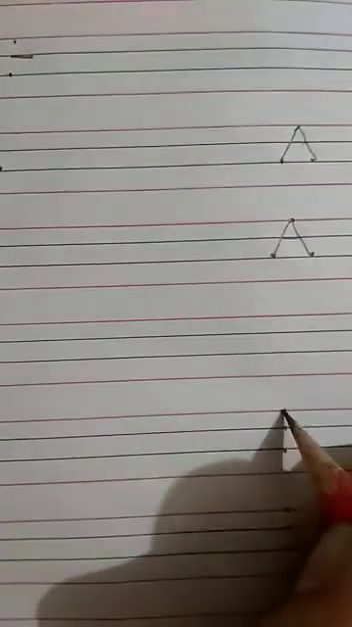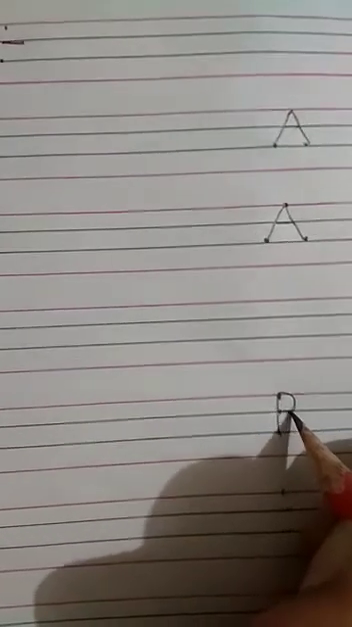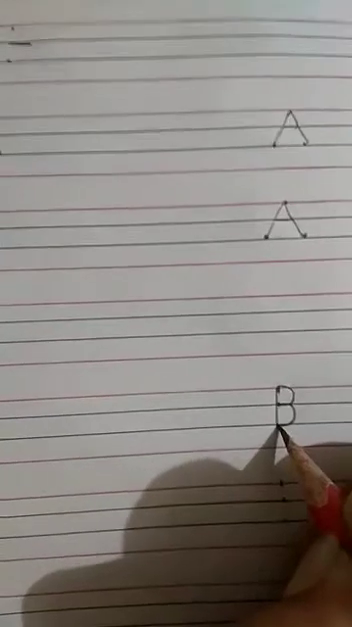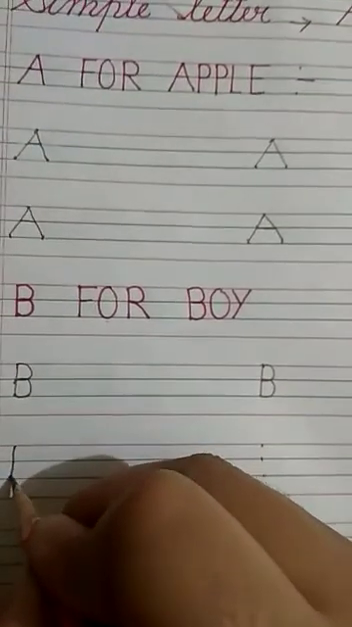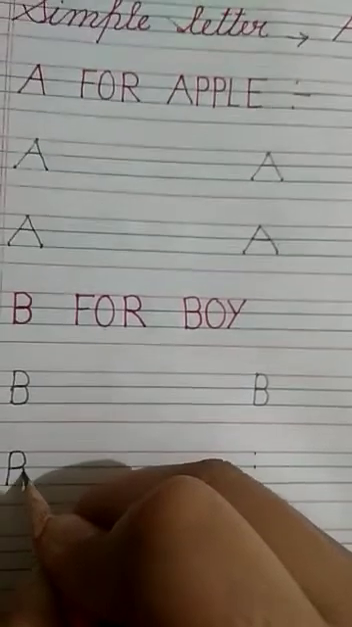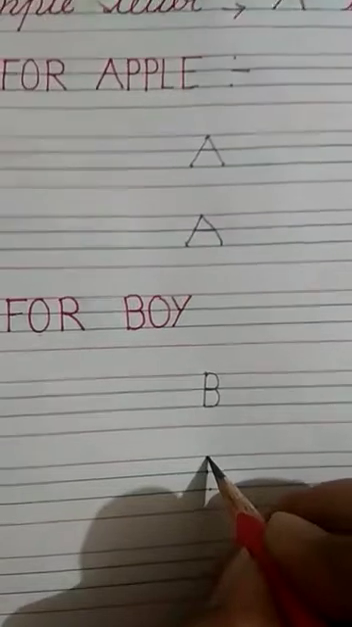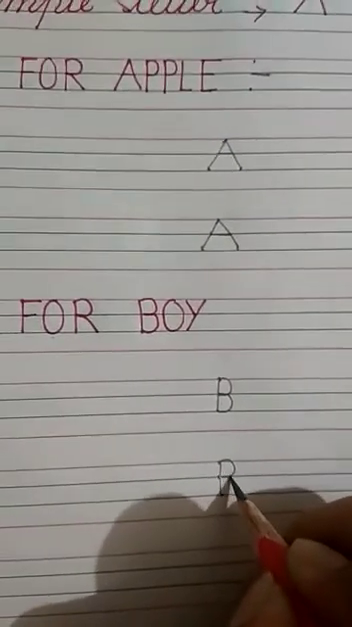You can try along with me. Firstly, make a standing line. Go to the top point. Make the first semicircle and second semicircle. What is this? B for boy. Speak and write. Again, watch it. Standing line. First semicircle and second semicircle. It's so simple. B for boy. Standing line. First semicircle and second semicircle.